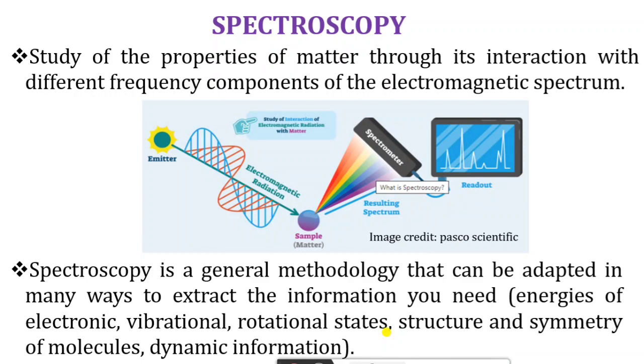Likewise, there are different kinds of spectroscopic techniques available nowadays. Each spectroscopic technique gives us an idea of the compound under study. Different aspects or different properties of matter can be analyzed or interpreted from the results of these spectroscopic techniques.